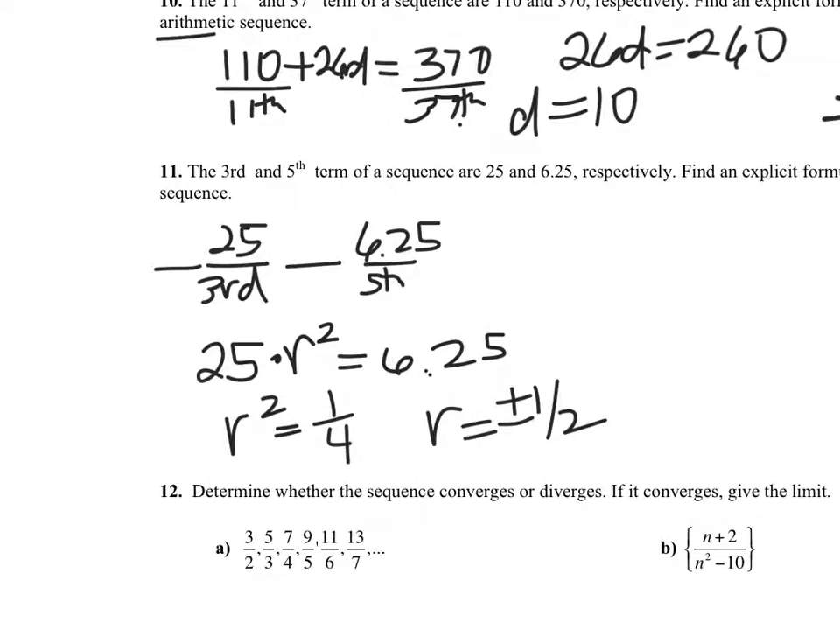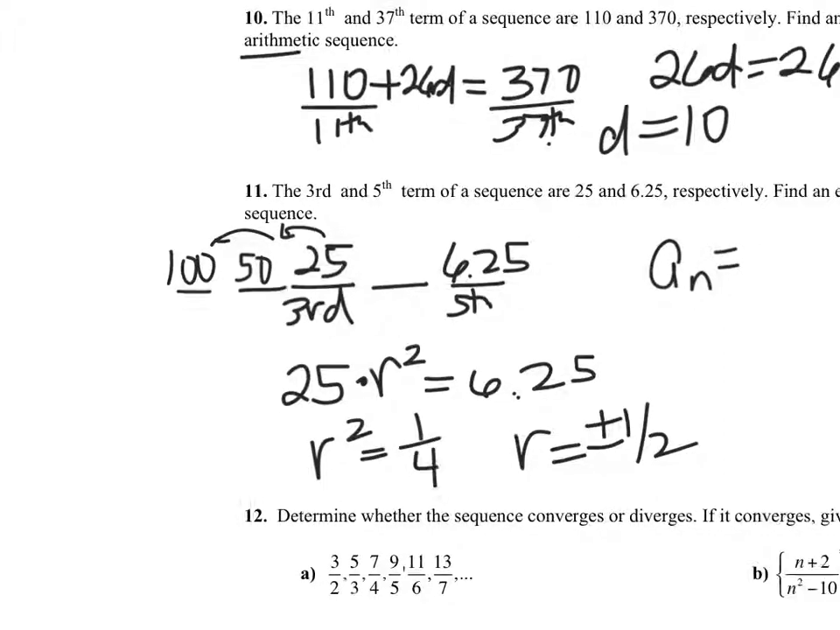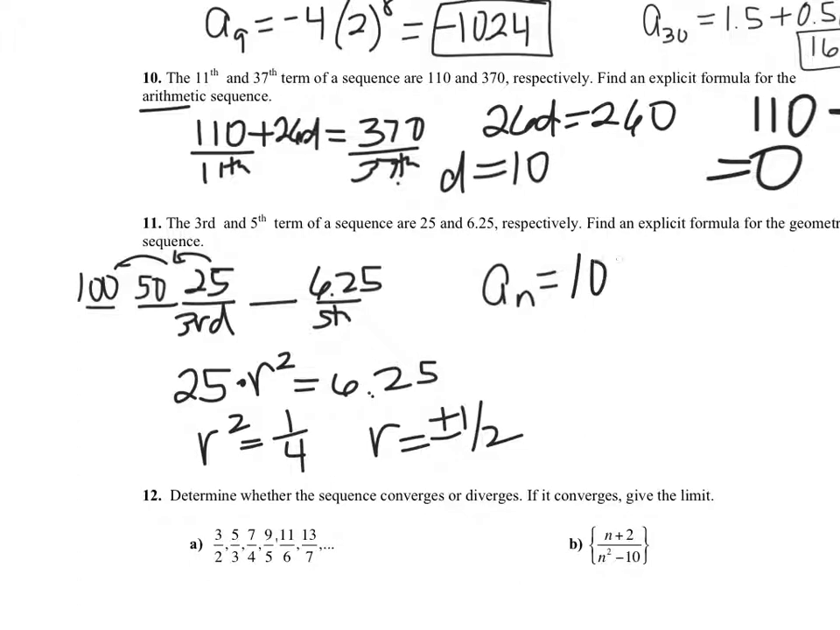All right, so now we need to write this in an explicit formula. So we need to find our first term. So we're just going to go back a few. The second term would be what? 50. And then the first term would be 100. Okay, so a sub n equals 100, and I'm just going to write plus or minus 1/2 to the n minus 1. And that includes both of them.